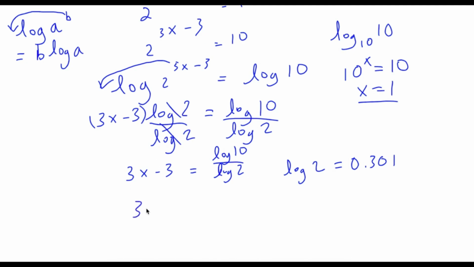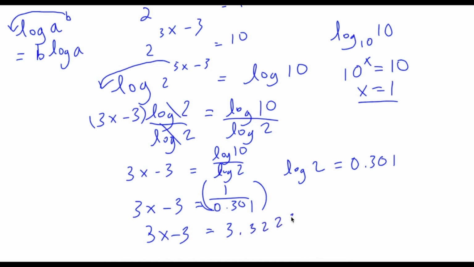So now we have 3x minus 3 is equal to 1 over log 2, and that is equal to 0.301. So we have 1 over 0.301, sorry. So 3x minus 3 is equal to 1 over 0.301. Now, 1 over 0.301 is approximately equal to 3.3223.